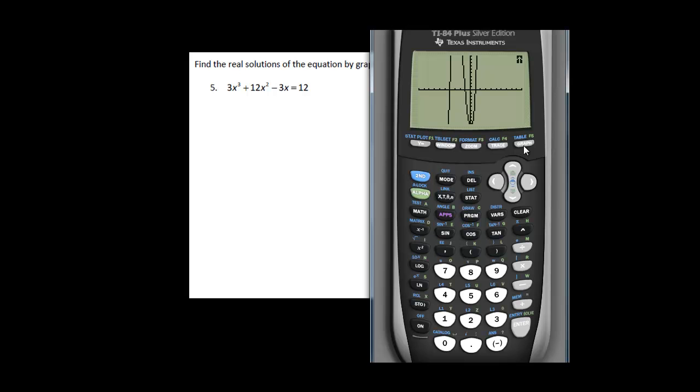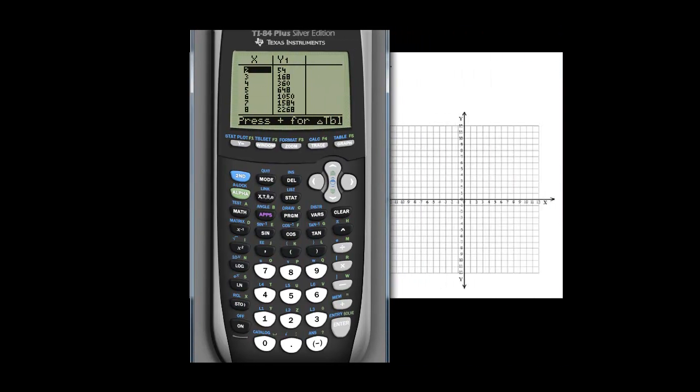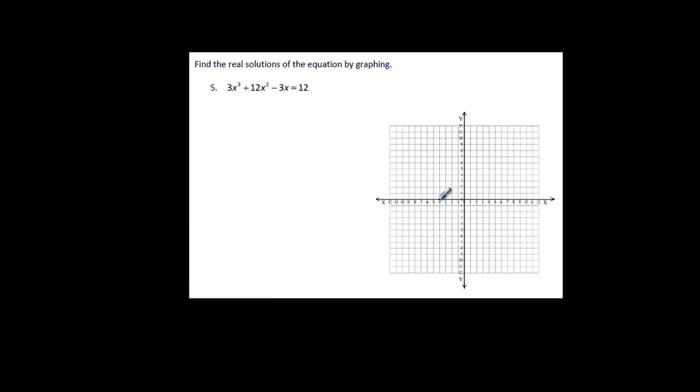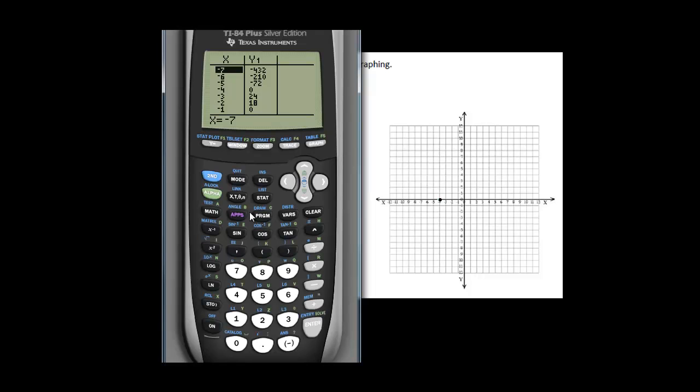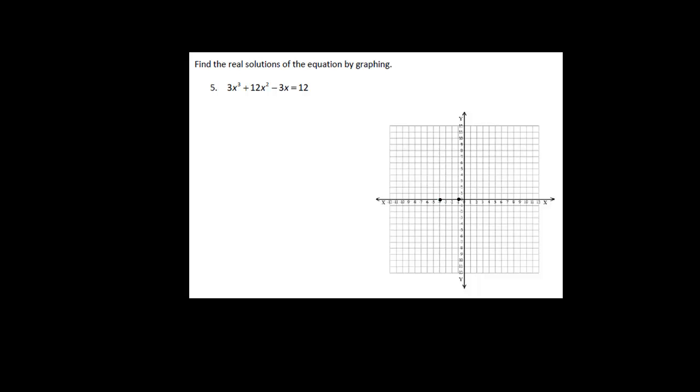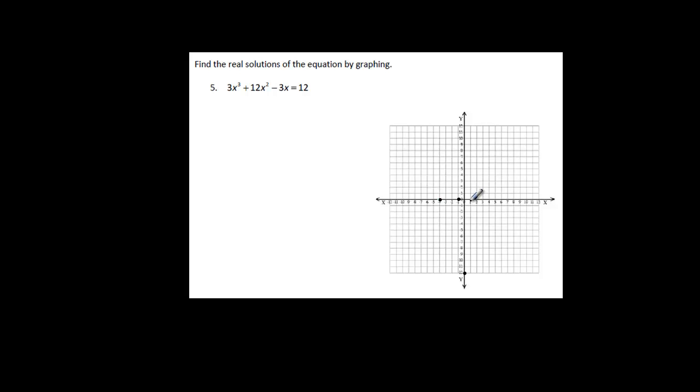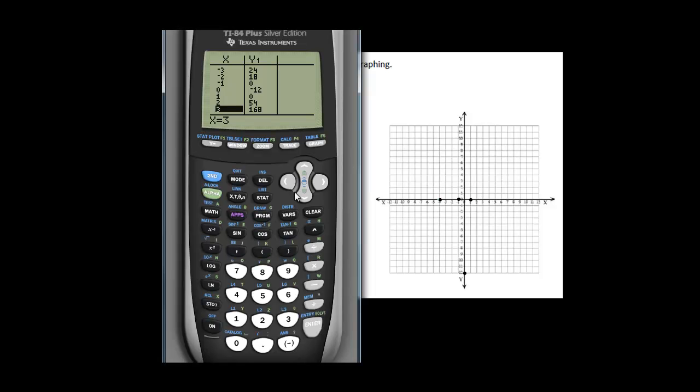Let's get some points. So let's go to the table. Alright, so we have negative 4 comma 0. Well, let's make this black. We have negative 1, 0. Scroll down. 0, negative 12 and 1, 0. And then that's it. It just keeps going up.